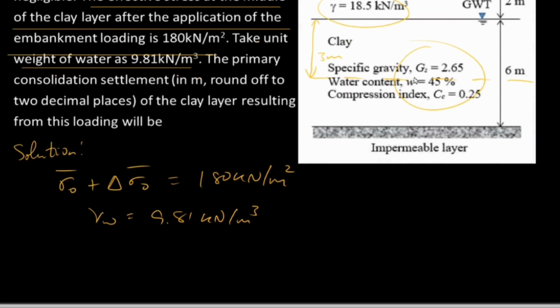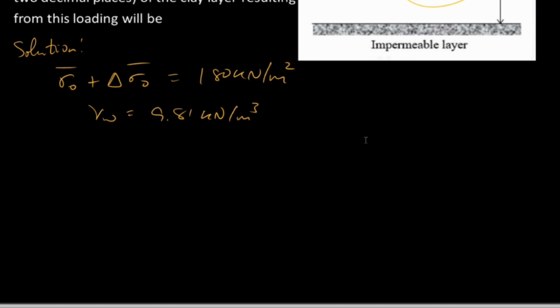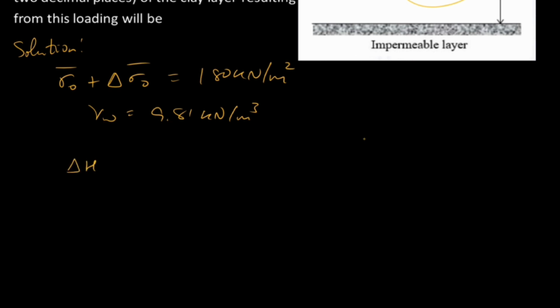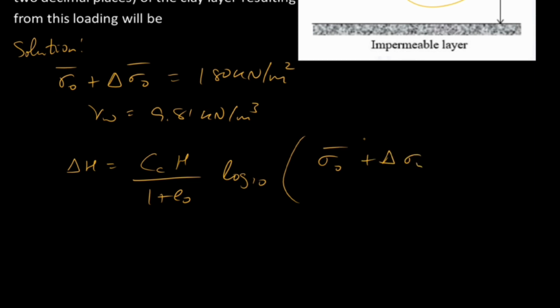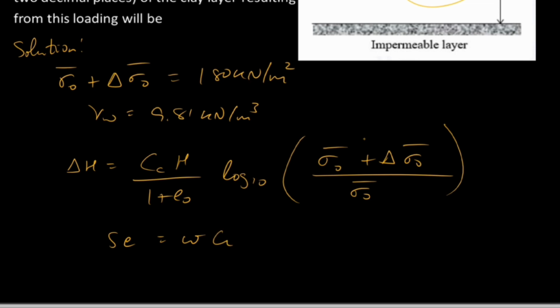So the equation for primary consolidation is given by delta H equal to Cc H divided by 1 plus e naught, log 10 of sigma naught dash plus delta sigma naught dash divided by sigma naught dash. Cc is the compression index, which is given in the question as 0.25, and H is the thickness of the clay layer, which is 6 meters. So we need to find out the value of e naught and the value of sigma naught dash.